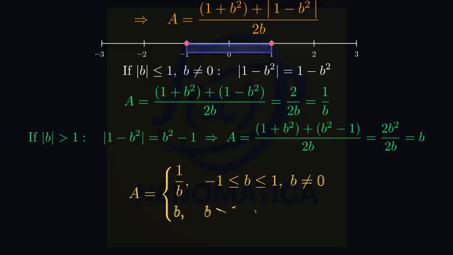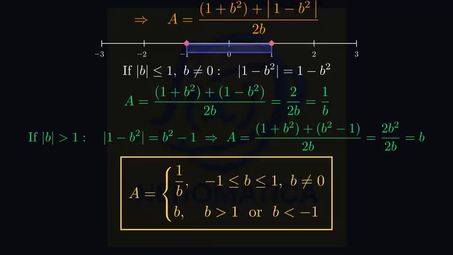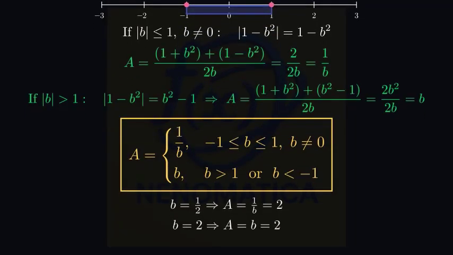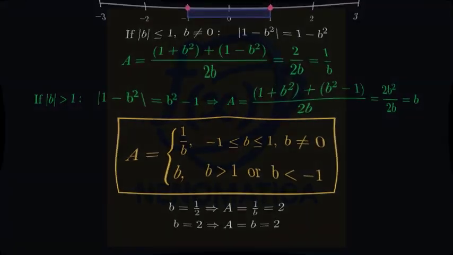Therefore, the final answer is piecewise. A equals 1 over b for negative 1 less than or equal to b less than or equal to 1, with b not 0, and a equals b for b greater than 1 or b less than negative 1. Quick check for intuition. If b equals 1/2, the rule gives a equals 1 over b, which is 2. If b equals 2, the rule gives a equals b, which is 2. Both values are simple and consistent with our formula.